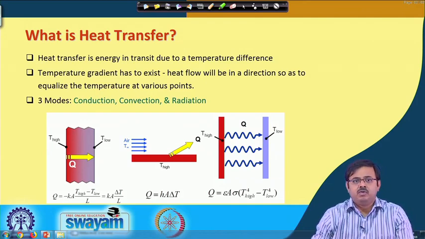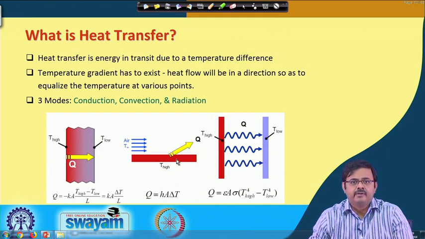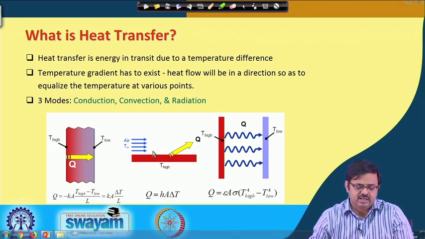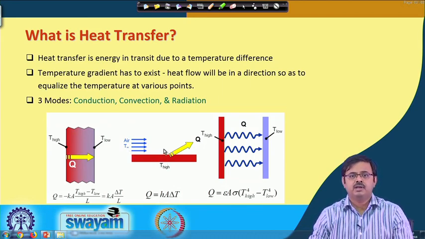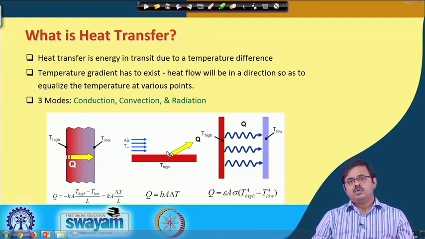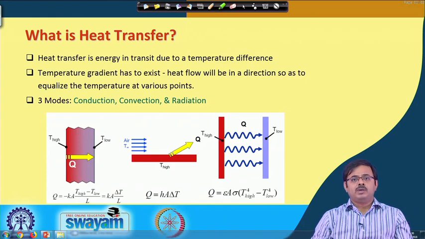One example over here is, let us say you have a plate or a surface at a high temperature as shown here. It is placed in an ambient at a lower temperature, and we have a stream of air blowing above it. The air is at a temperature T infinity, which is lower than T high. So, there is going to be heat transfer from the high temperature plate to the low temperature gas, air, or it can be liquid as well, the fluid that is flowing over it.